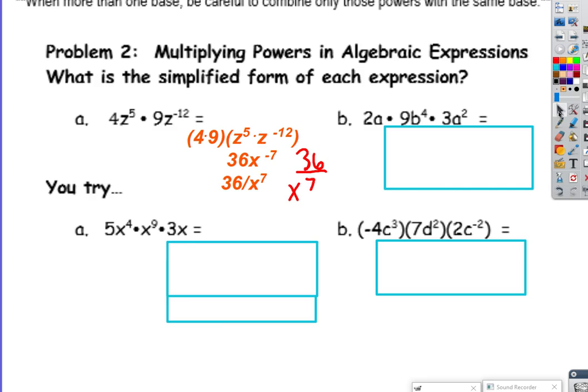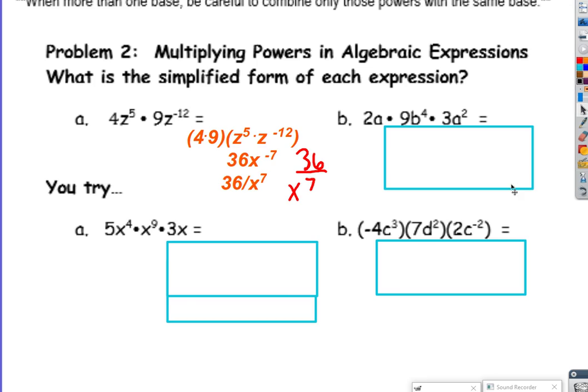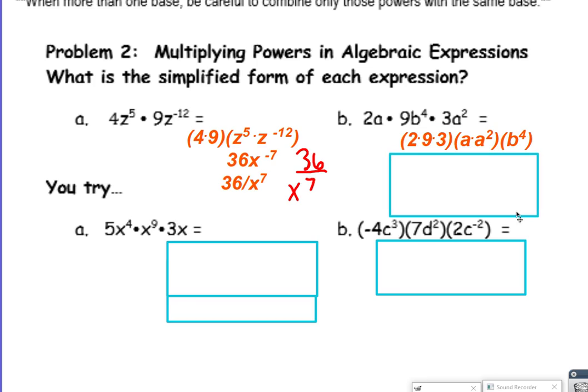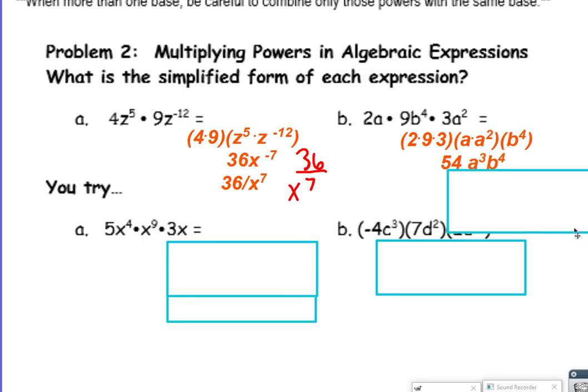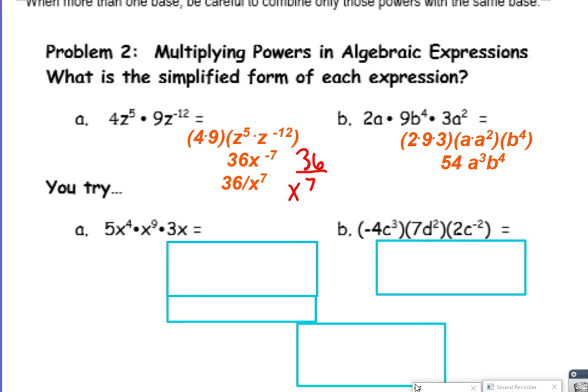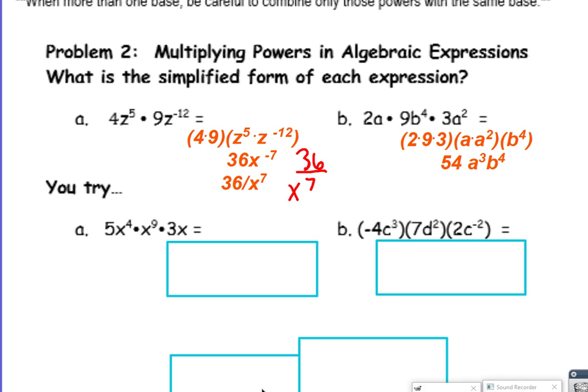Letter B, I have 2a times 9b to the 4th times 3a squared. I have to multiply all my numbers. So 2 times 9 times 3. I then need to multiply the a's, a times a squared, and then I have b to the 4th. So 2 times 9 times 3 is 54. a to the 1st times a to the 2nd is actually a cubed, and then I have b to the fourth.